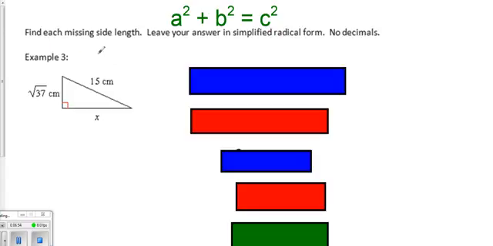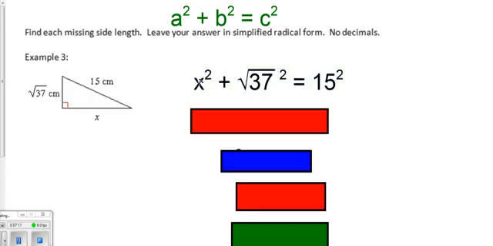All right, let's look at another example. In this case, it says leave your answer in simplified radical form, no decimals. So all we're going to change for this one is instead of plugging it into our calculator, we'll just simplify our answer at the end. Same process though. We have a hypotenuse of 15, we have one leg of the square root of 37, and one missing leg.